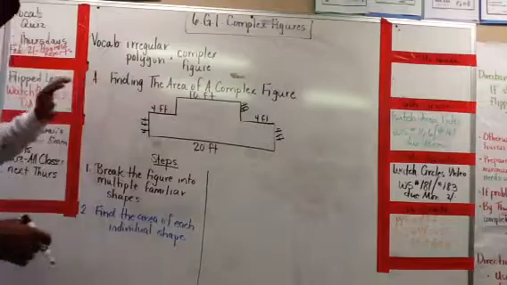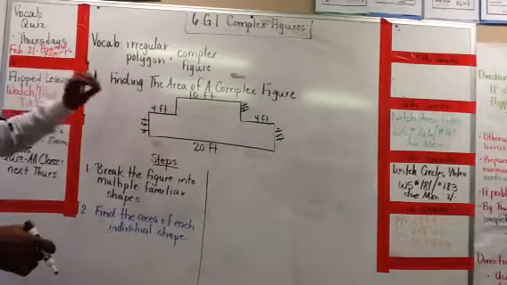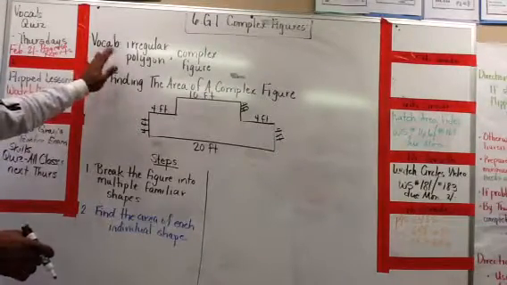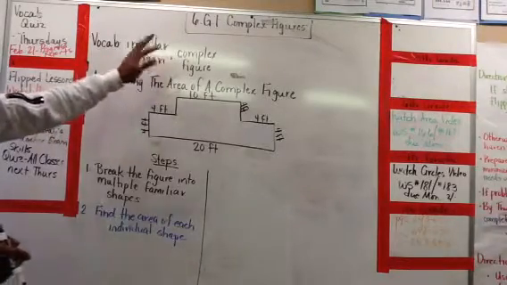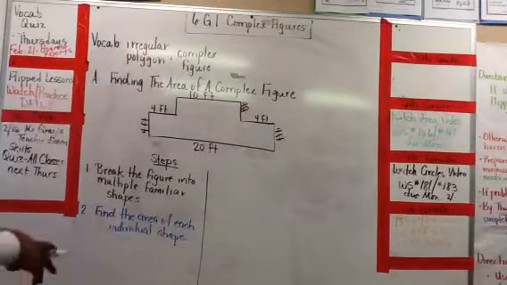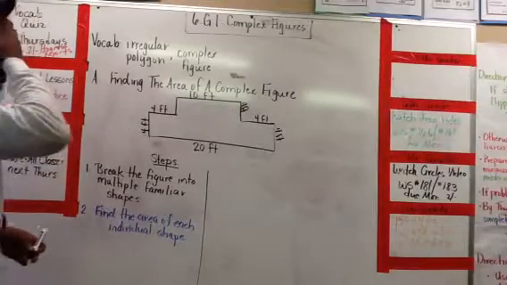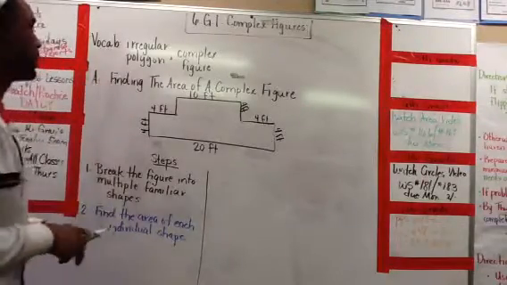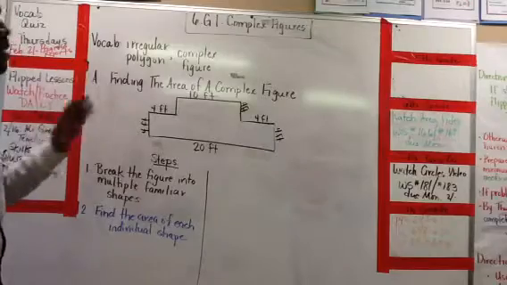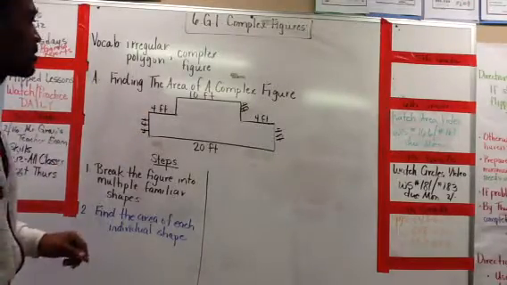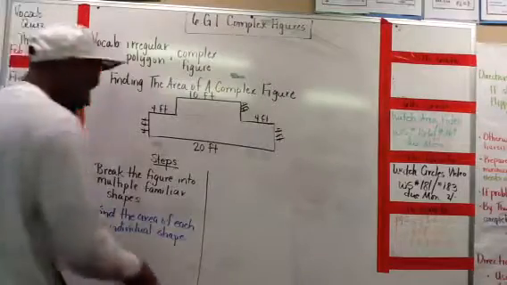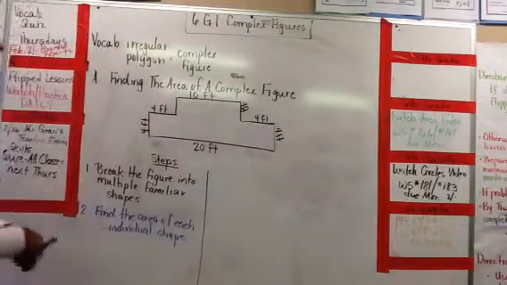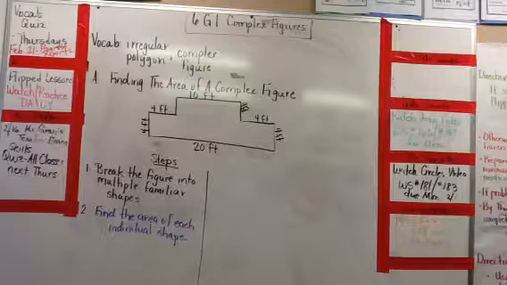Some vocabulary you need to touch base with. Remember to use Math Is Fun to define vocabulary words. A regular polygon and complex figure are very synonymous. They basically describe the same kind of figure, but with two different terms. When we talk about finding the area of a complex figure, this is kind of what a complex figure looks like. Now, they can look many ways, but this is a good start.